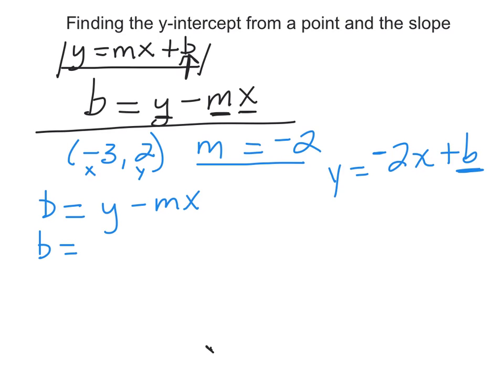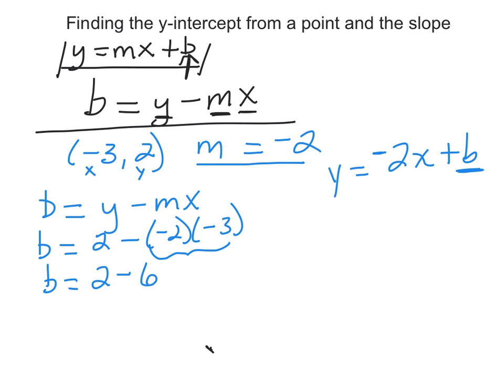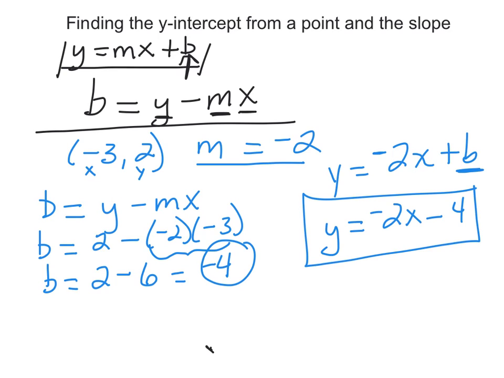If b equals y minus mx, let's copy things over and put things in. B is what we're looking for. The y value is 2. The minus sign comes down. M is -2, and we need to multiply that by our x, which is -3. Doing the order of operations, we need to multiply first. So it's 2 minus, and -2 times -3 is +6. When we finally do the subtraction, 2 minus 6 is -4. So now that we have our b value, our equation will be y equals -2x minus 4. And that's all you're doing for that. That is just getting the equation of the line.